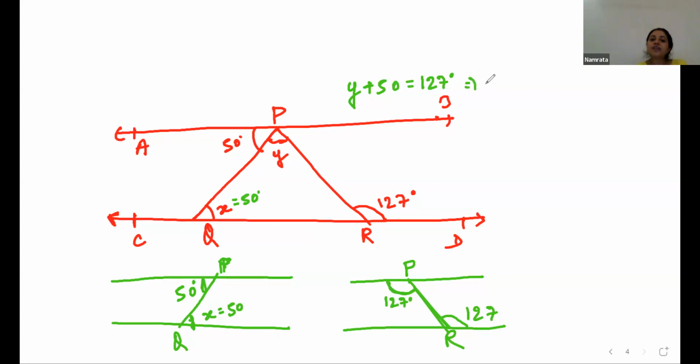So from here, we will get the Y value as 127 minus 50. That means 77. And here? Yeah, 77. Right. So here we are getting 77. Okay? The Y value we already got, the X value we already know. What exactly is asked in the question? X and Y only. It's very simple, right? Yes. Let's do the last one.